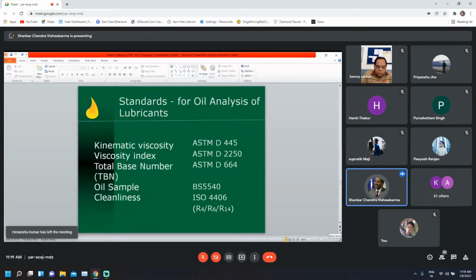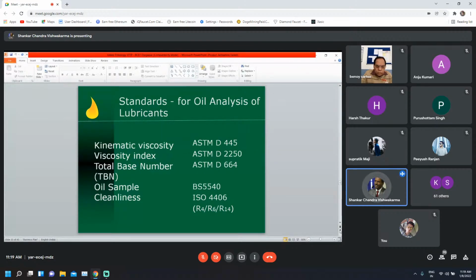These are the standards we are following in Coal India for oil analysis of lubricant, particularly for kinematic viscosity, viscosity index, and total base number. Total base number is very, very important because the deterioration of the additives is estimated through its evaluation. Usually the total base number is more than 12, but if the additives are degraded over use, it reduces. Once it is reduced to 50%, we need to change the oil itself. But if it is above 50%, we can use the same oil with a top up.